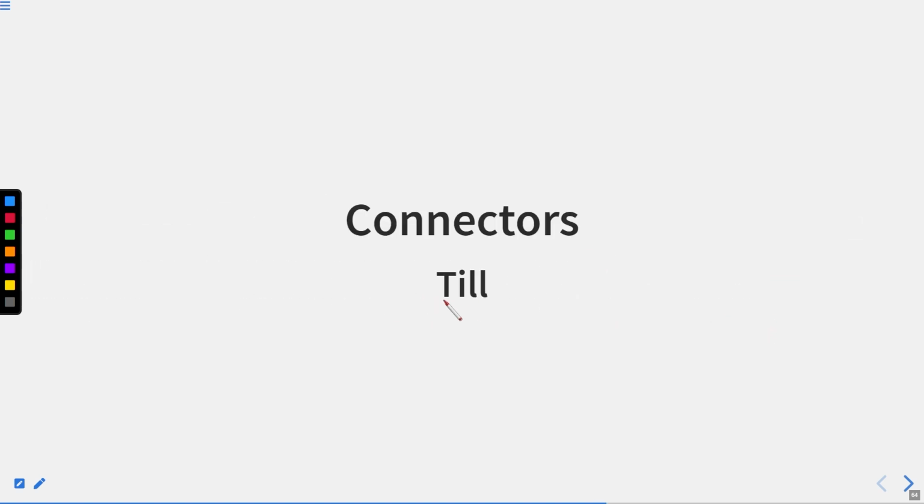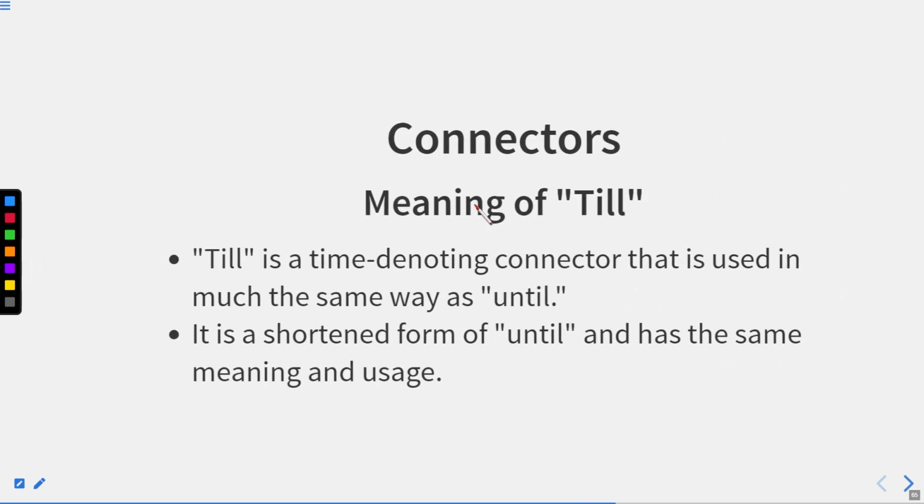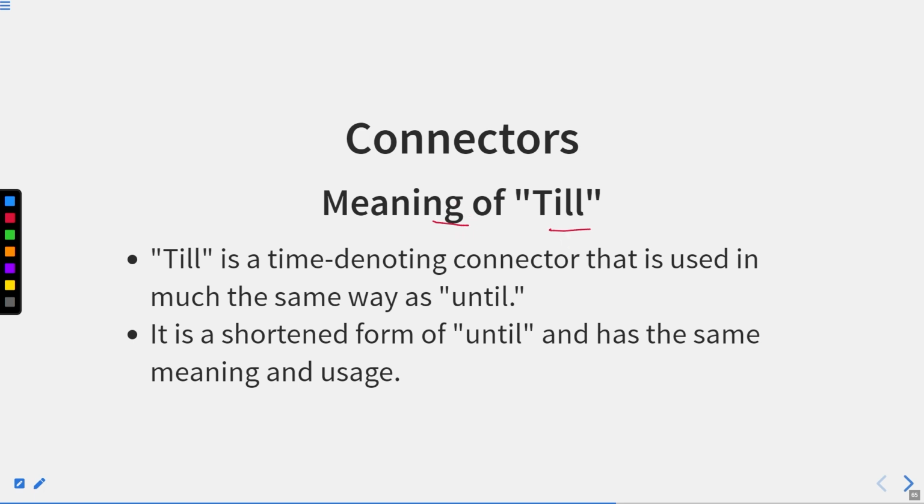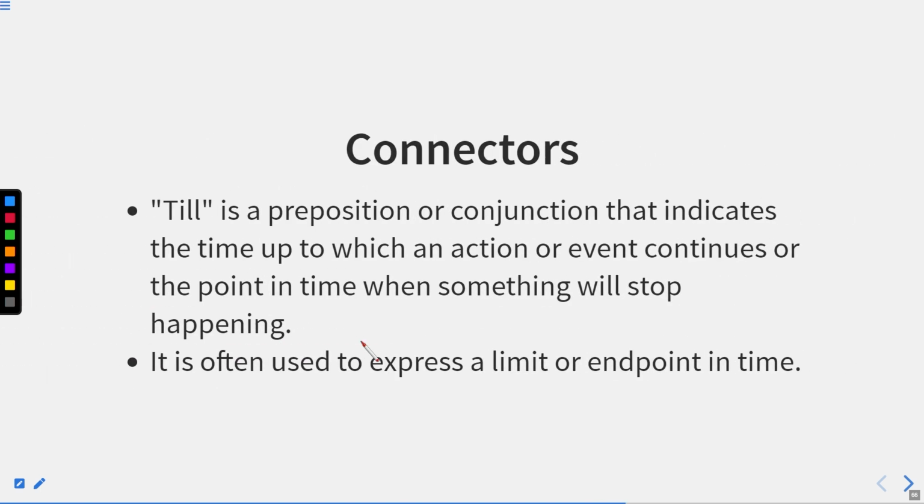Now we'll discuss another connector, that is till. So first of all, let us discuss the meaning of till. Till is a time denoting connector that is used in much the same way as until. It is a shortened form of until and has the same meaning and usage. As I told you, until and till are same, but the basic difference is that we cannot begin the sentence using till, but we can begin the sentence using until. It means until can begin the sentence, but till cannot. This is the basic difference between until and till. Also, till is a positive word, whereas until is a negative word.